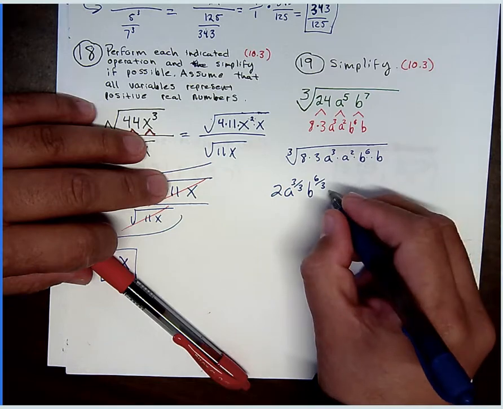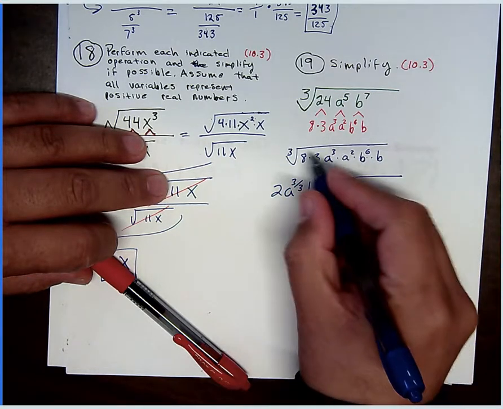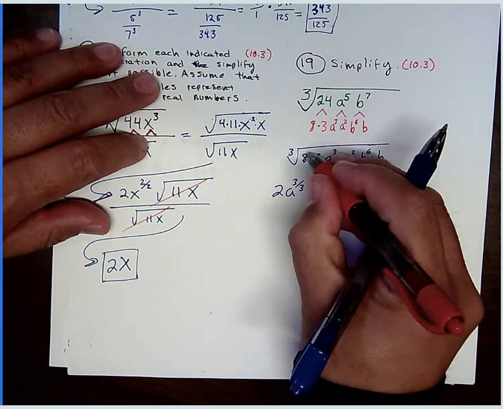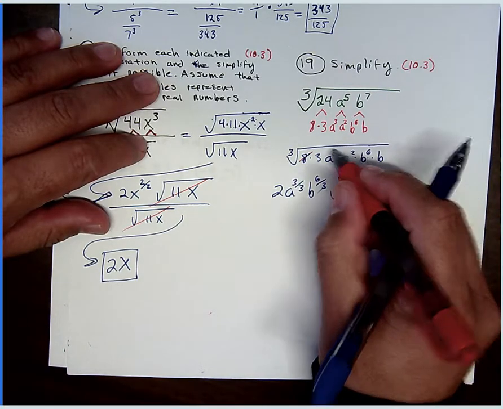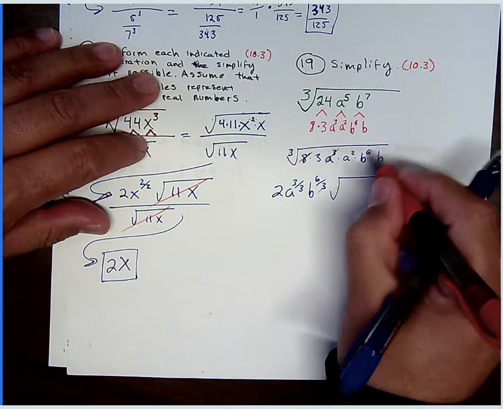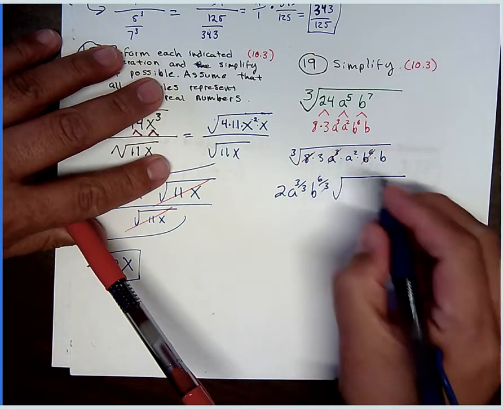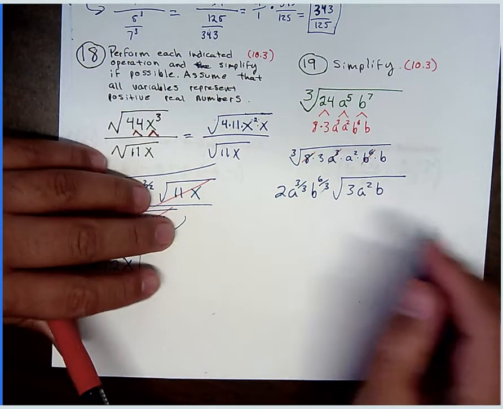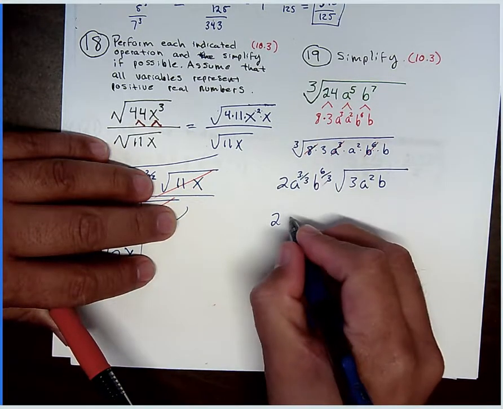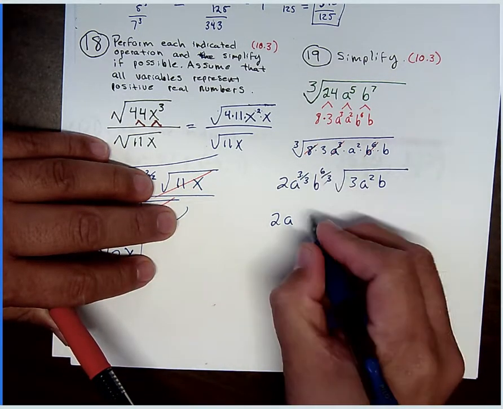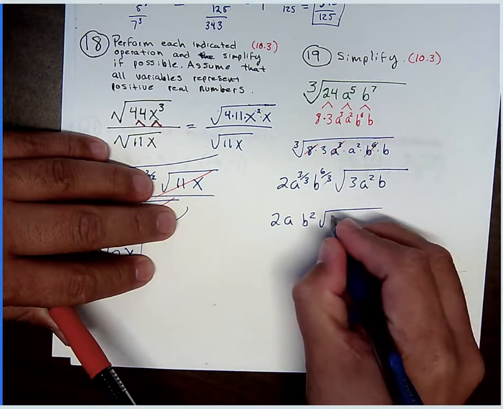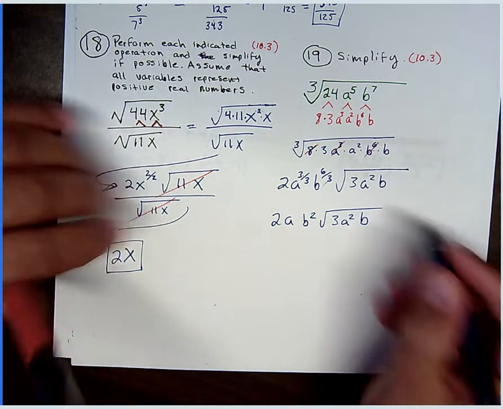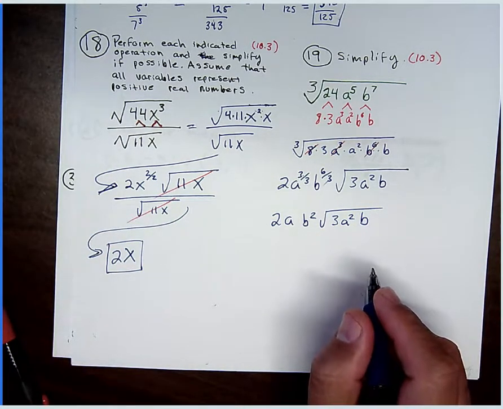What's left inside? So I got rid of that. That's the 2. That's the 2. That one's this one. And that one's this one. So what's left inside? The 3, the a squared, and the b. So this 3 over 3 is just a. 6 over 3 is b squared. 3a squared b would be the answer for 19.